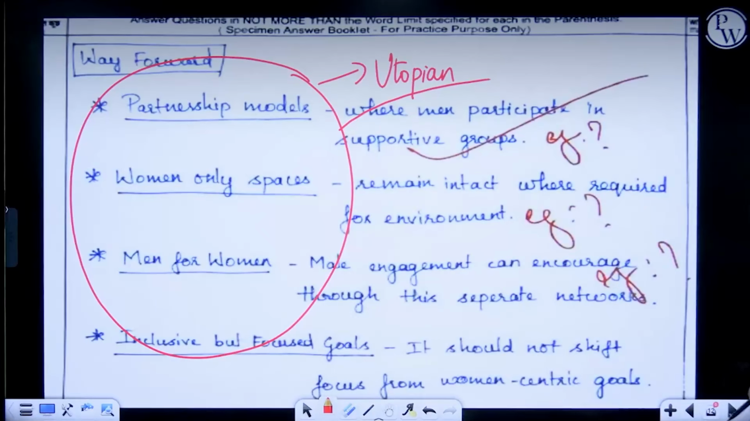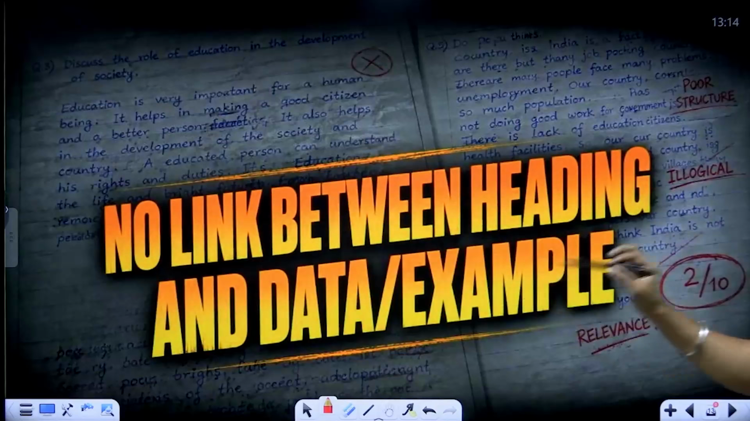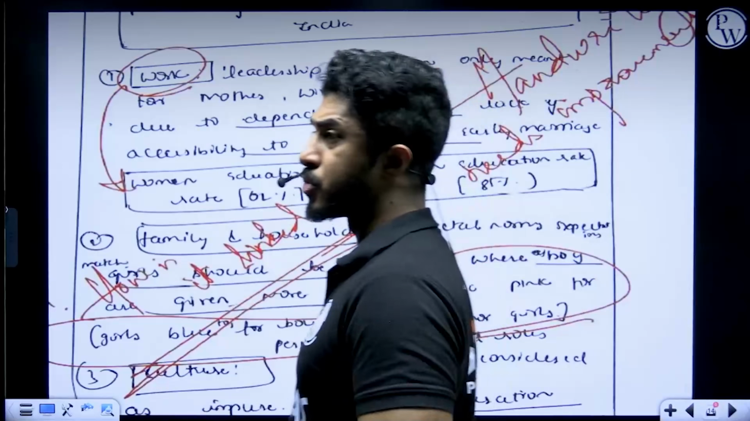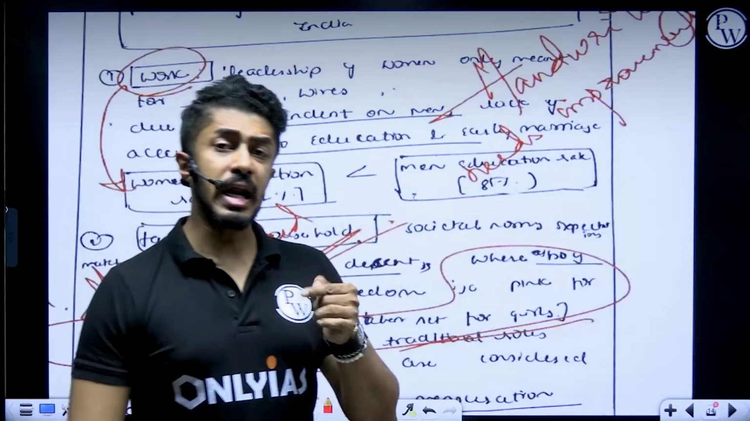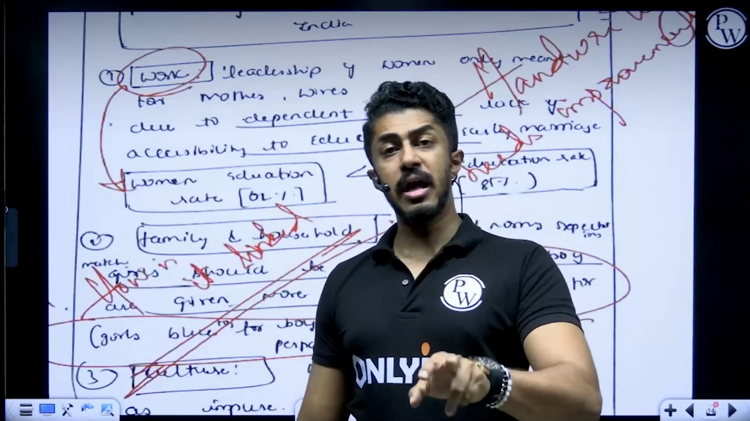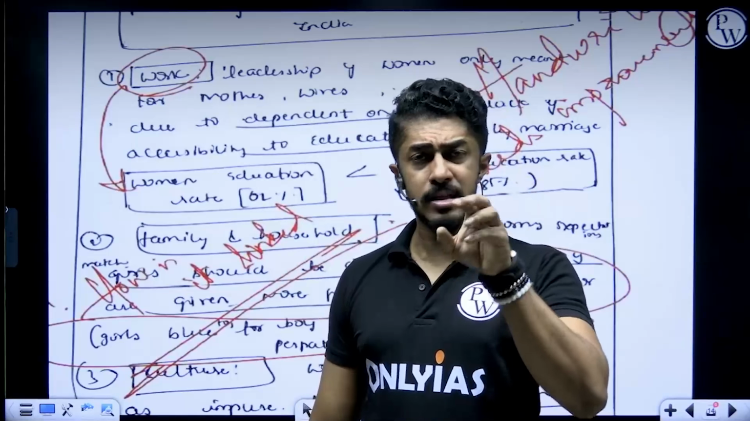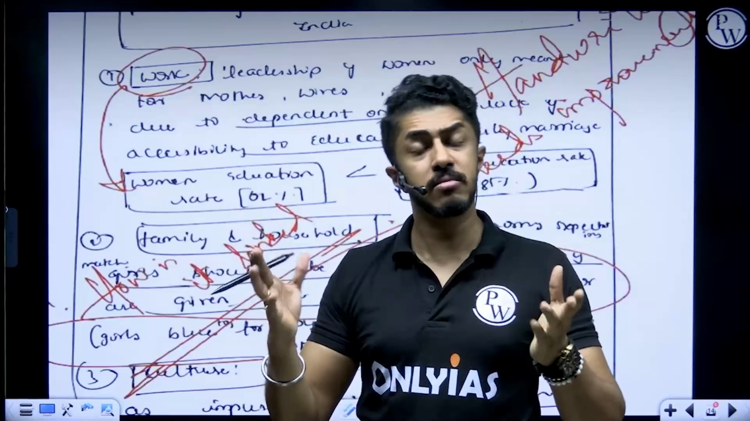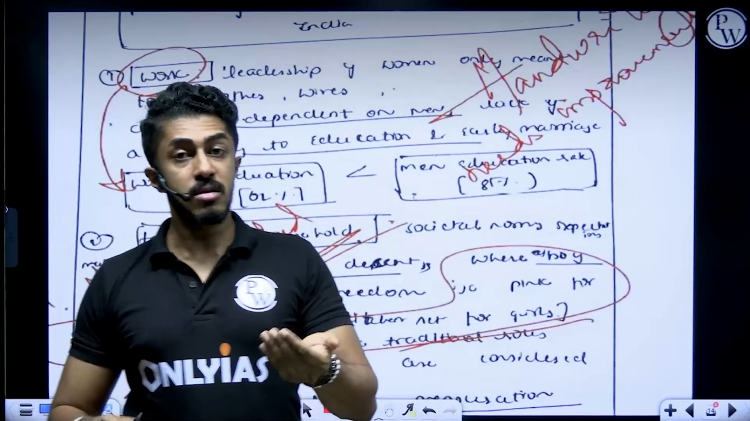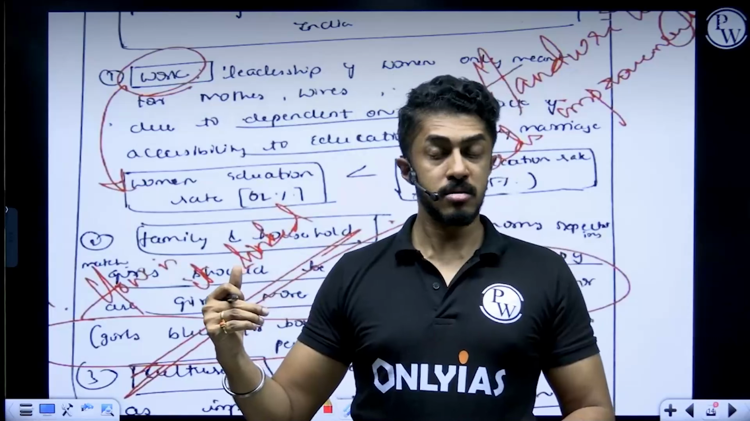Moving on. No link between heading and data or example. This is the next major issue. Losing track of what the question is, losing track of what you have written. Can't be blamed. I'm not telling that this is a big failure or something. This will happen because see, 20 questions you're supposed to answer. So many topics are there. So sometimes this can happen.